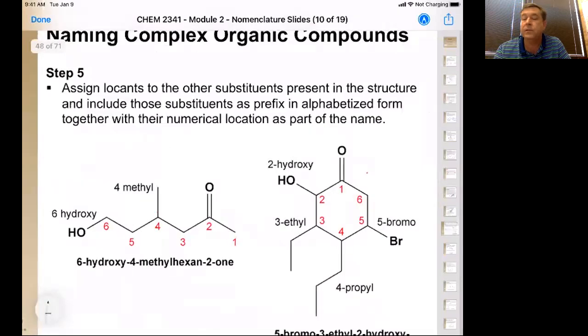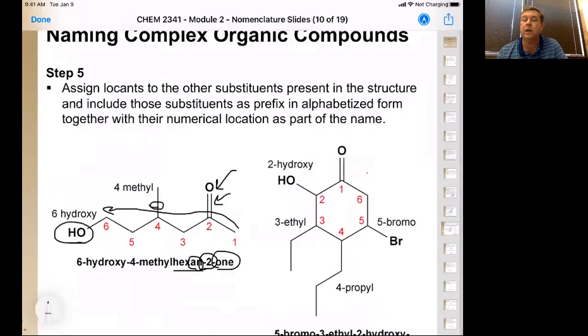There we go. So we have 1, 2, 3, 4, 5, 6. So we're numbering it from this direction here. And our ketone has to be located. So we have hexane. The "an" is because we have a hydrocarbon, no double bonds. The 2 tells us where the carbonyl is, and the "one" tells us a ketone. So that means our methyl group is on this substituent, and our hydroxy is on the 6.